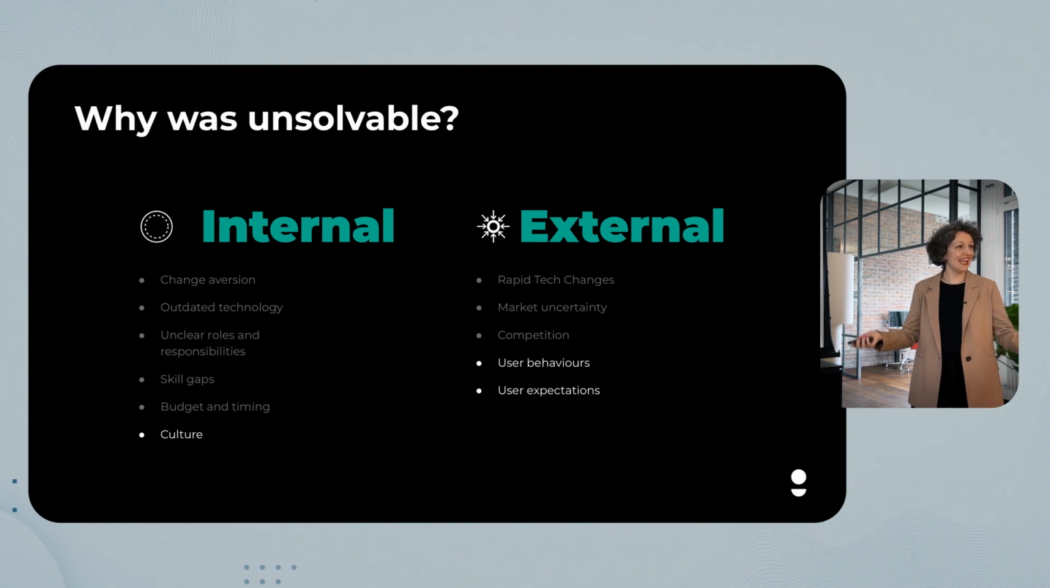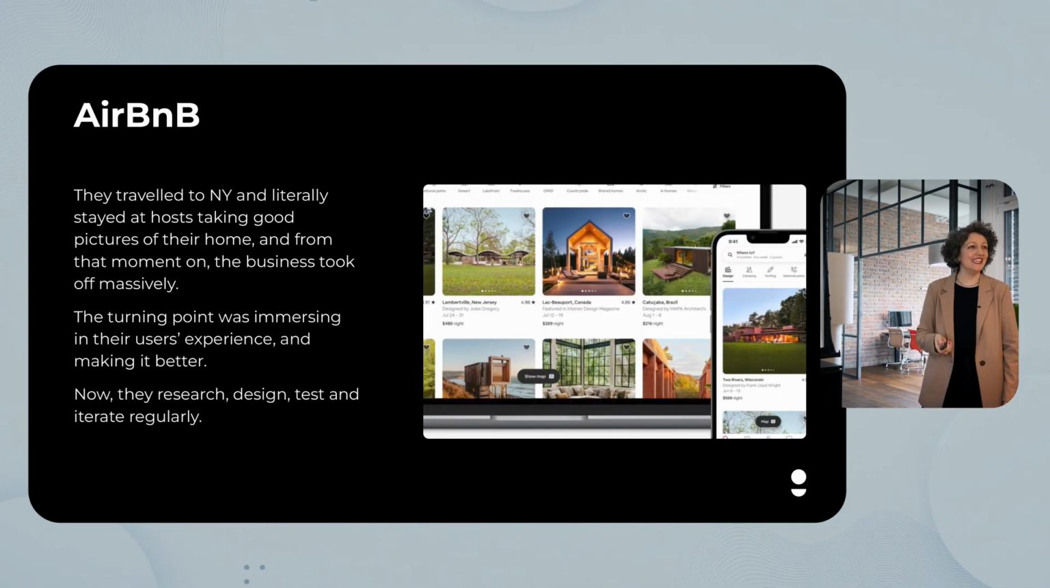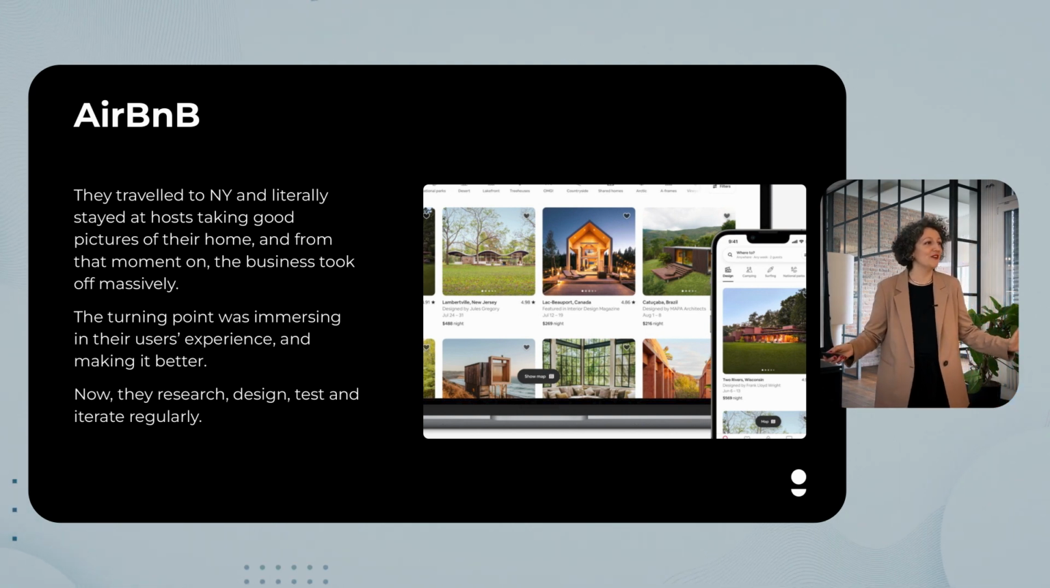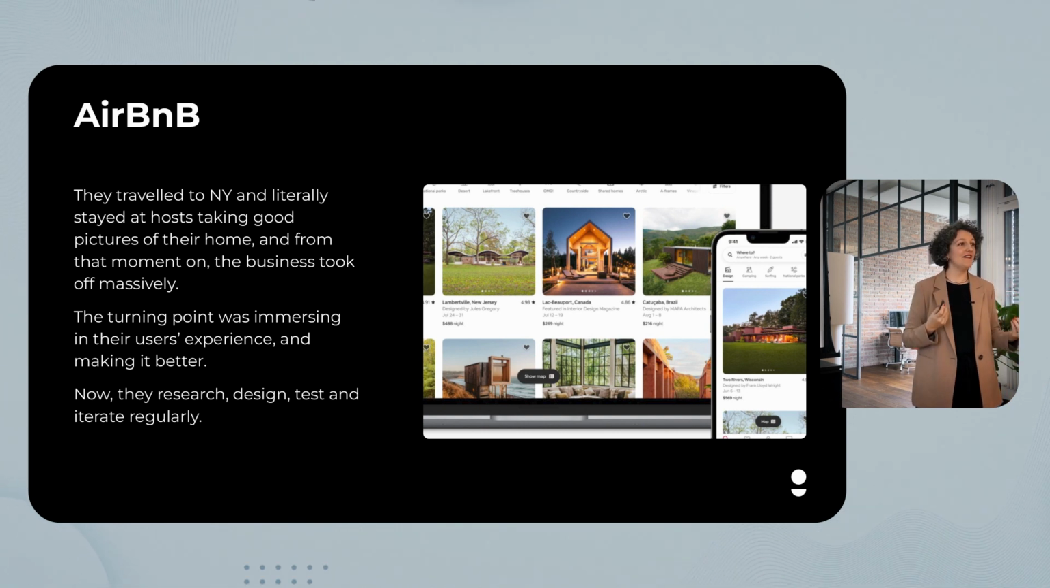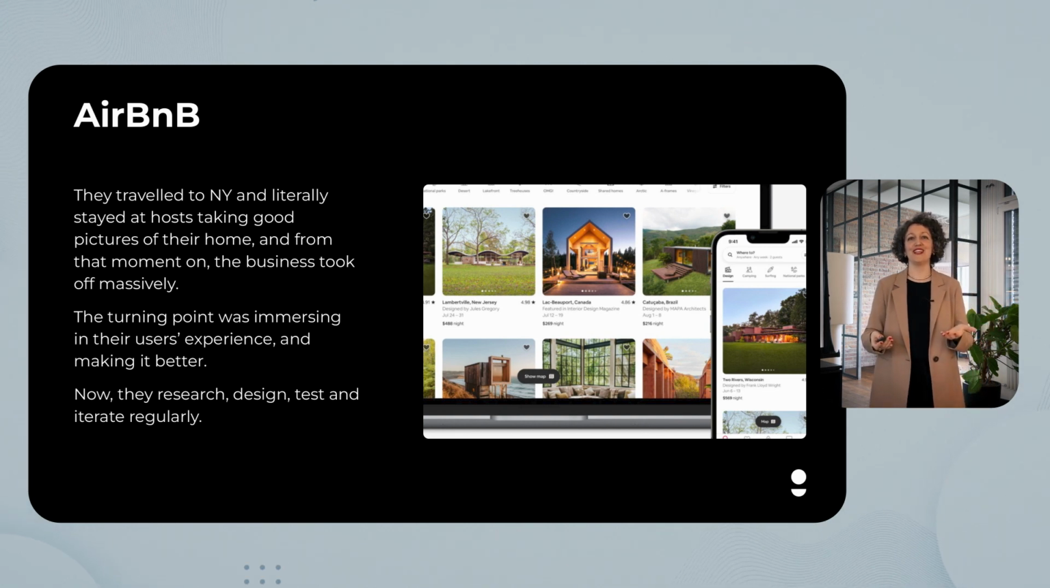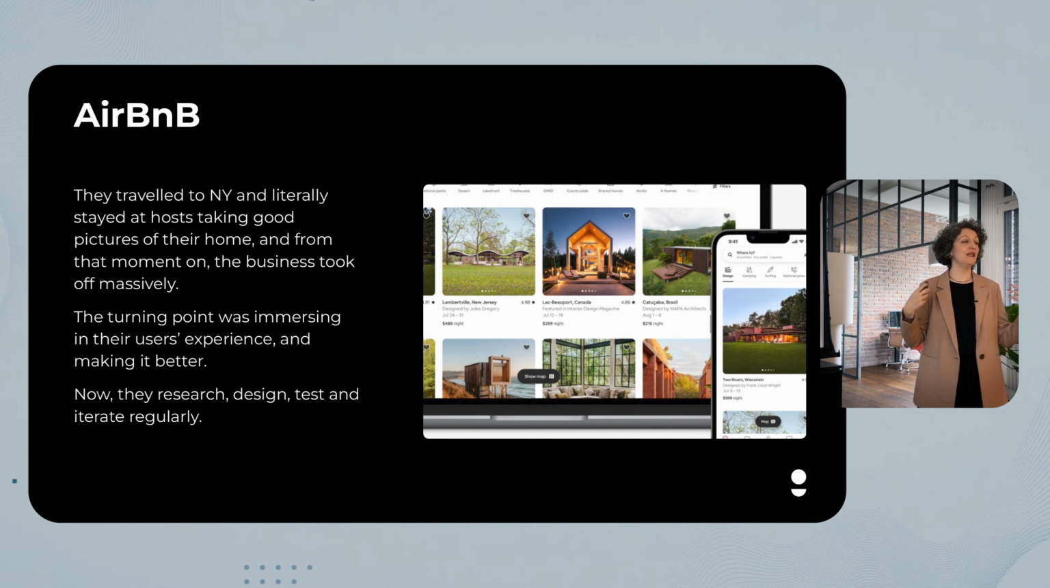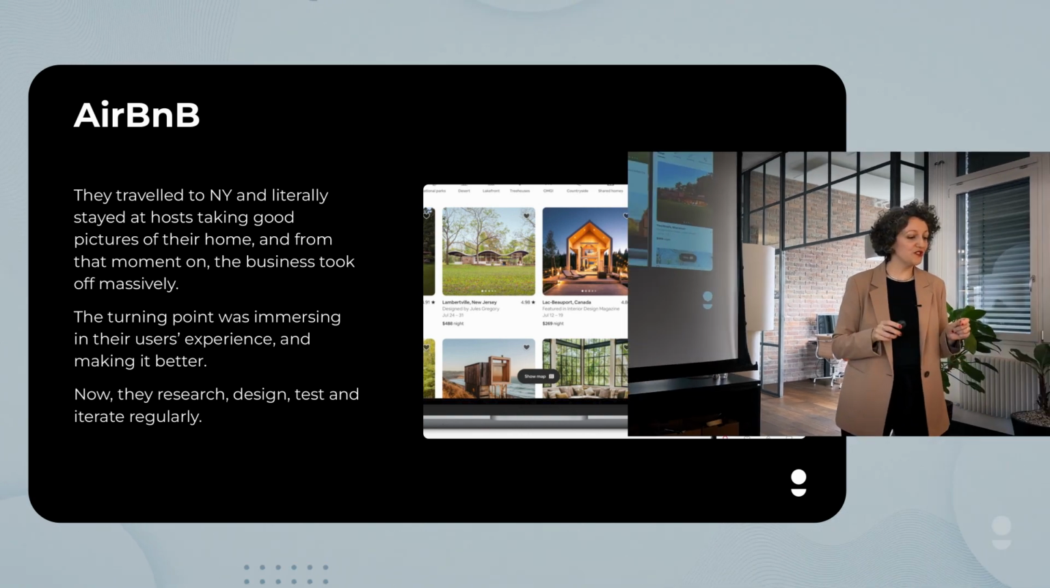But of course, they saw it, and they took the opportunity to improve. So what they did, they traveled to New York, and they just stayed with hosts, and they literally took all the pictures, and then the website started to move super fast. So they really understood that if you are a traveler, you might not have enough money, but you're still a stylish person, you still want something to look cozy, comfortable, safe, and those are all things that the pictures should basically reflect.